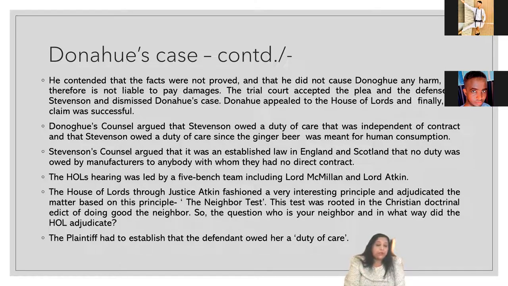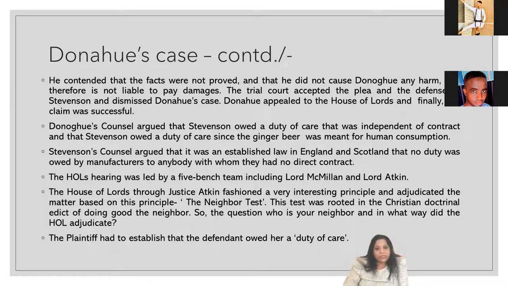Now this person, Lord Atkin, was the one who tried to substantiate and build the concept of duty of care. And he said, well, no, duty of care is actually thrust upon every person in the world. And he came up with a test called the neighbor test. So let's read further. The House of Lords, through Justice Atkin, this is very important for you to know, fashioned a very interesting principle and decided the matter based on this principle that he came up with. And he called this principle the neighbor test.